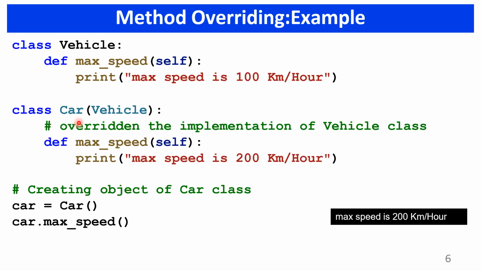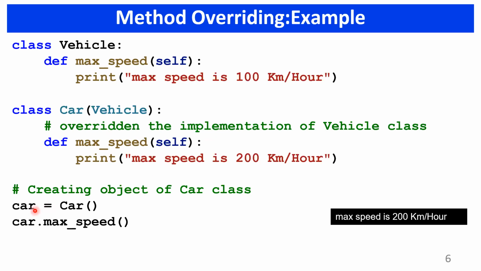Now let us define a child class Car which is inherited from Vehicle. In this we have an overridden implementation of max_speed. max_speed is already defined in the base class, which is by default also part of the child class Car. But again, the Car class is defining its own version of the max_speed method. Here also we are printing max speed is equal to 200 kilometers per hour.